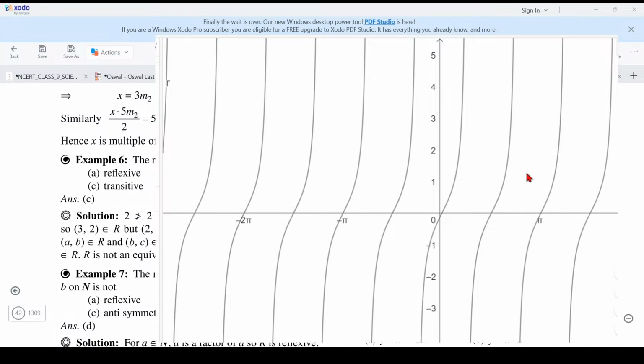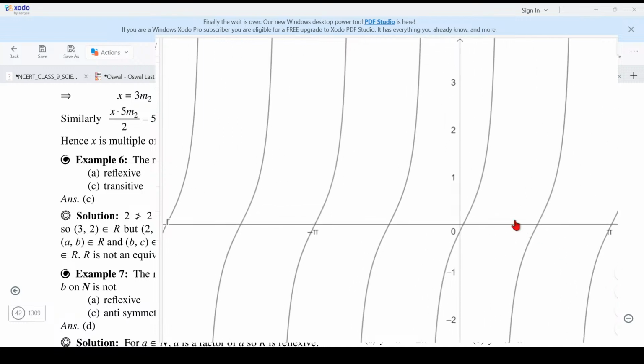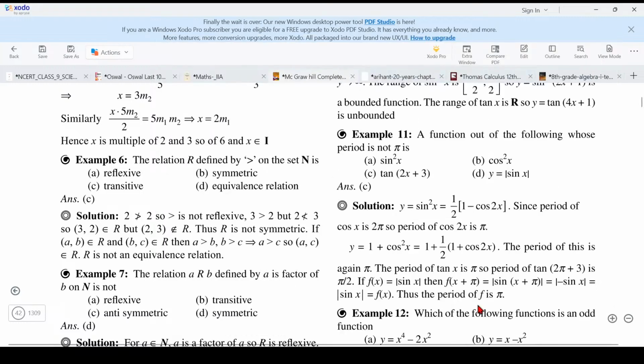Okay. So tan of 2x plus 3, right? Now what is this question? They're saying which one does not fall under the period of pi. Just substitute this thing. The period of tan x is pi. So now forget about this 3. What is the period of tan 2x? Tan x is pi, so tan 2x should be pi by 2, no? Pi by 2. Understood.